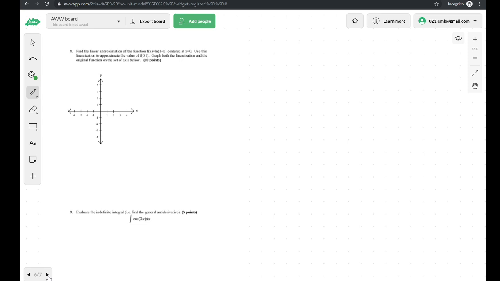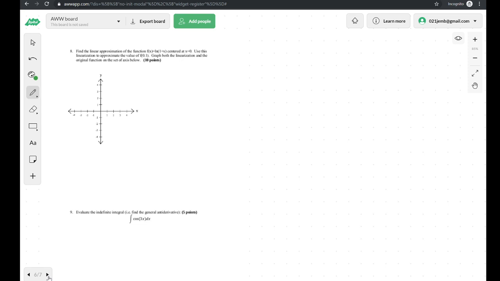Now this is basically the first two terms of the Taylor series, or the Maclaurin series to be more specific, because it's centered at x equals 0. But we're not going to talk about that. You will see that next semester.